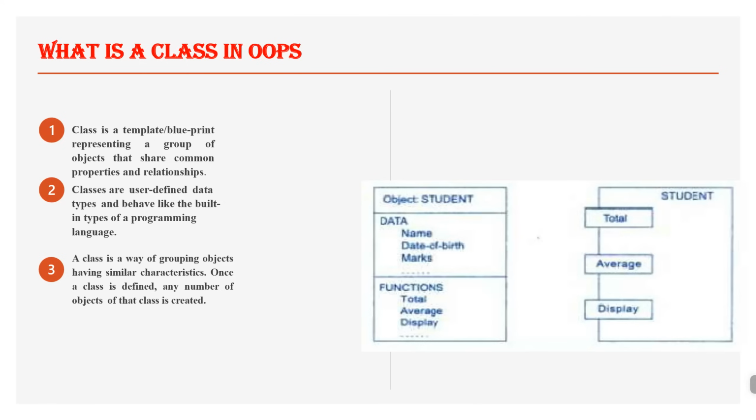Once a class is defined, I can create any number of objects of that particular class. Let us say I have created 5 objects of that class. What does it mean? All the 5 objects have similar characteristics. Who is going to define the characteristics? Who is going to give the template for that object? It is the class which gives the template for the particular object.